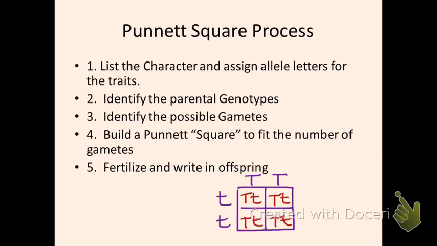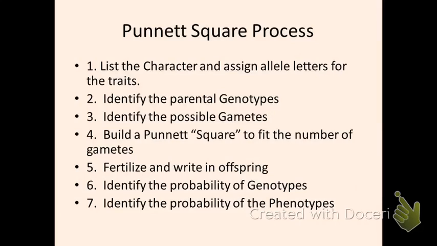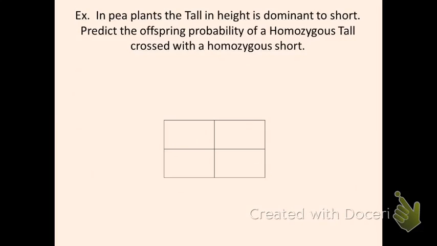So this square is a 4 square, and we're going to have the offspring here in red. Big T, little t are the genotypes of all the offspring. And then in steps 6 and 7, we are going to identify the probability of each particular genotype, and the probability of the phenotypes. So let's take a look at an example problem here.